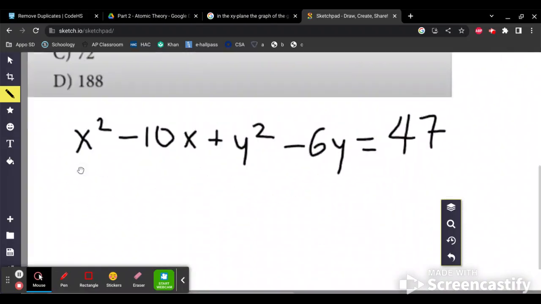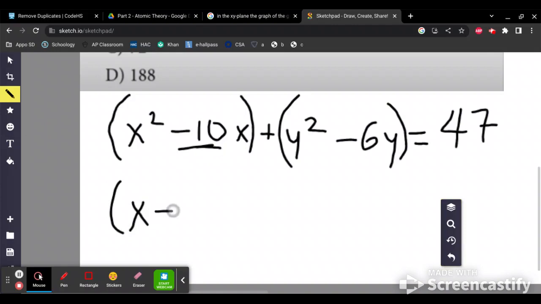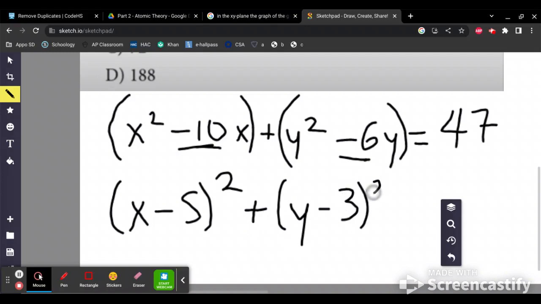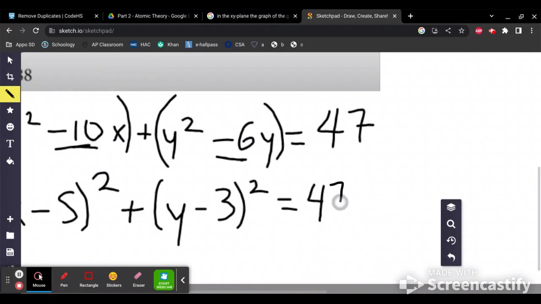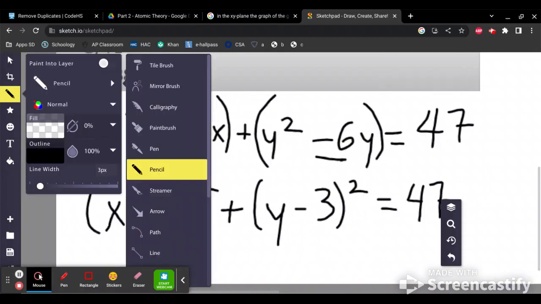Now we've got to complete the square for the x terms and the y terms. So you want to do x minus half of this term here, so this becomes x minus 5 squared, plus y minus half of negative 6, so y minus 3 squared. And this now equals 47. However, we've got to add these terms to that side as well.